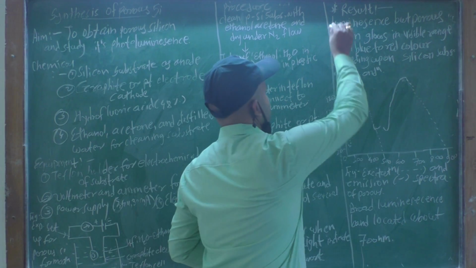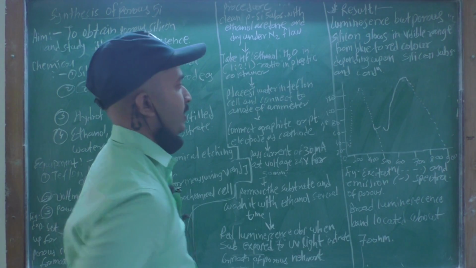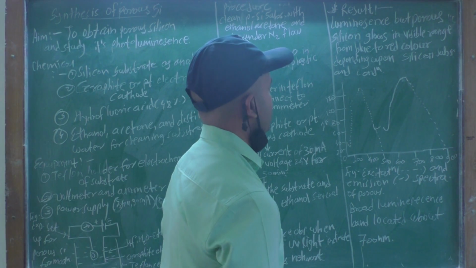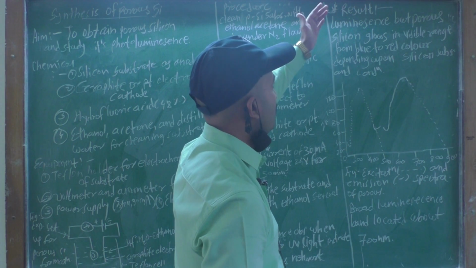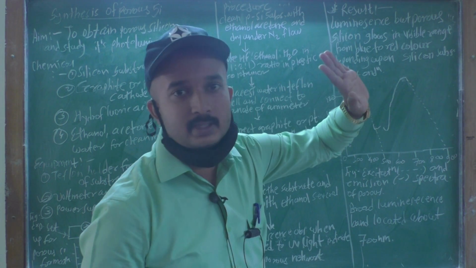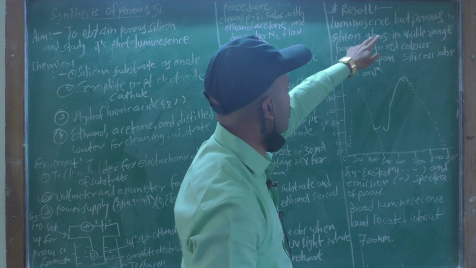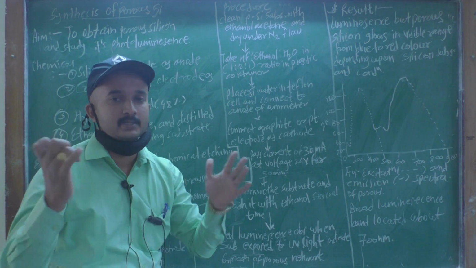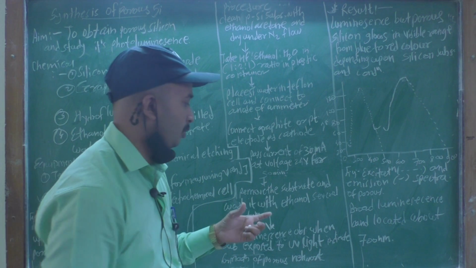And lastly, about the result of this experiment. The first point is about the luminescence: the porous silicon glows in the visible range. Okay, you have to know about the luminescence.